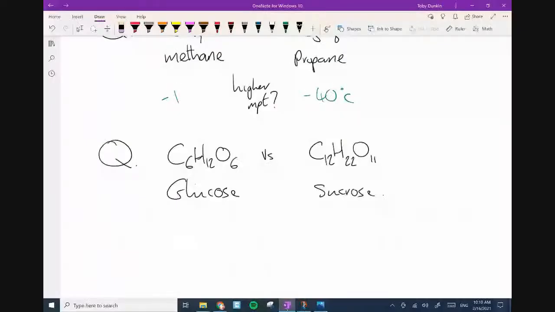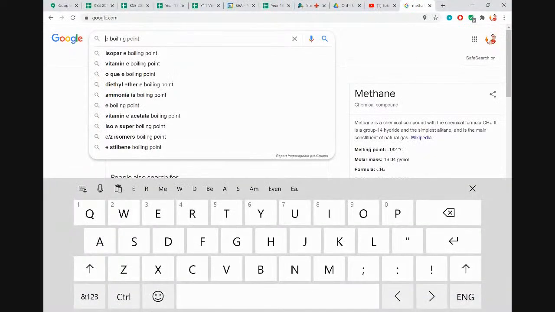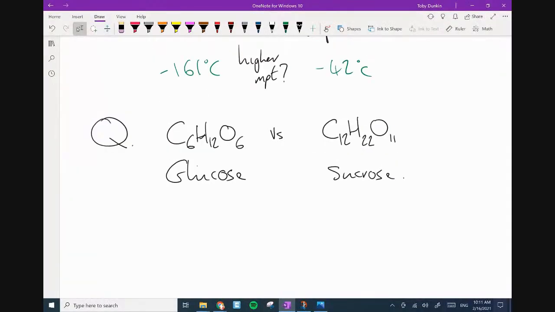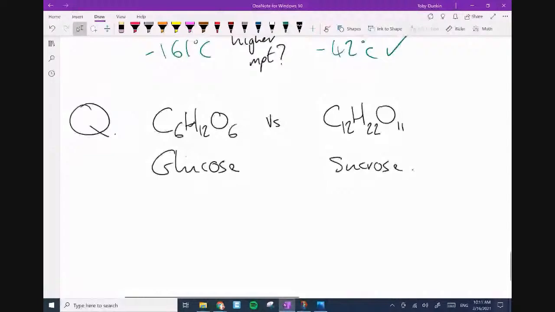Look what now happens to propane. So there's propane, minus 42. Nailed it. Not too bad. Not too shabby, Mr. Duncan. So that makes sense. So this one's definitely higher. Absolutely.